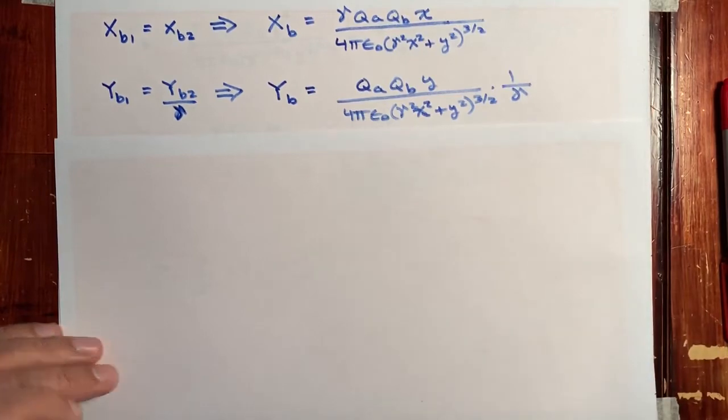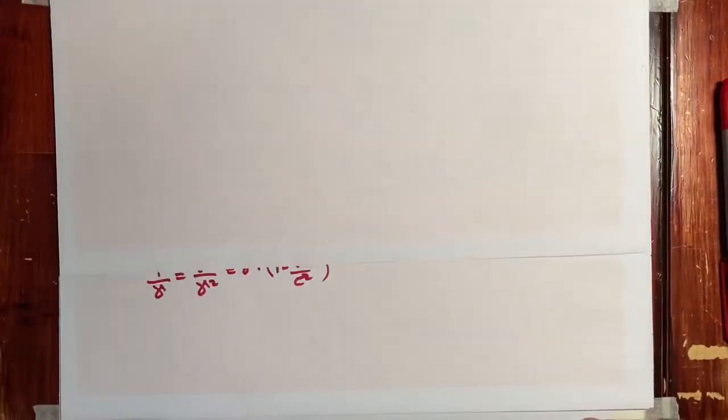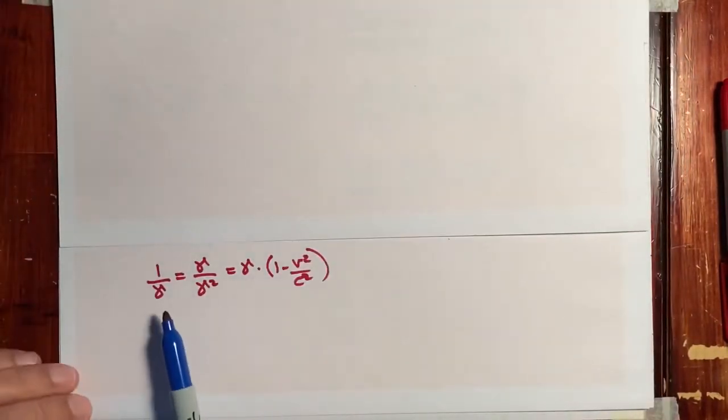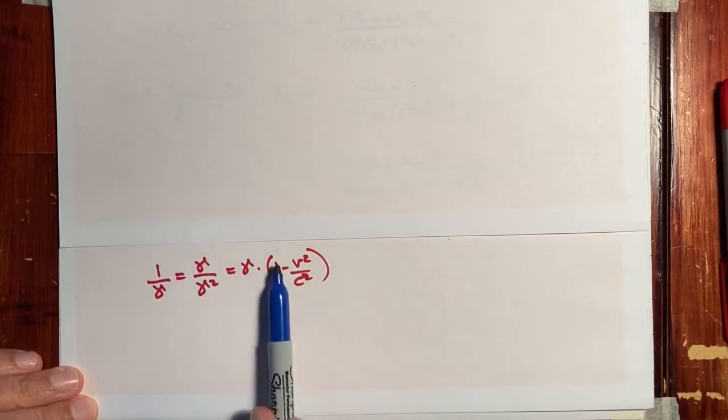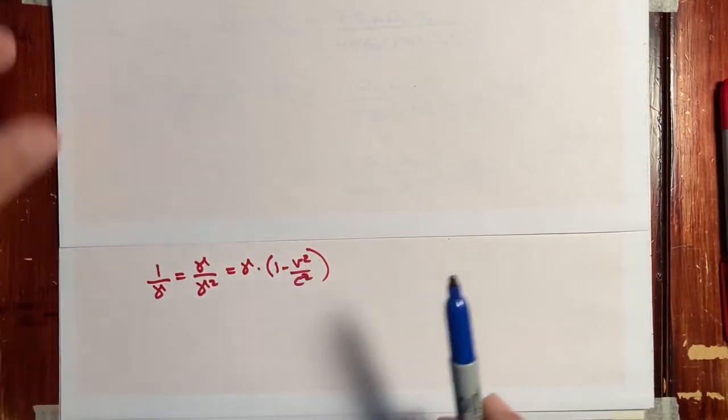Now, the next thing we're going to do is write our gamma in a particular way. In other words, it's 1 over gamma, but we're going to write it as gamma over gamma squared, which is equivalent to saying gamma times this quantity without the square root, 1 minus v squared over c squared.